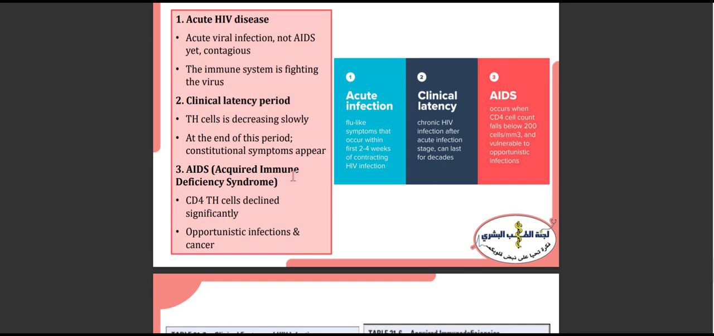The final stage which is the AIDS, the Acquired Immunodeficiency Syndrome. CD4 T helper cells are declined significantly، يعني بيكون below 200 cells per millimeter cubic. وهون المريض بيكون vulnerable to opportunistic infections، وأي ميكروب صغير ممكن يعمل له infection، فما عنده cellular immunity بالمرة. وهون بيكون عرضة للـ opportunistic infections وبرضه للكانسر.